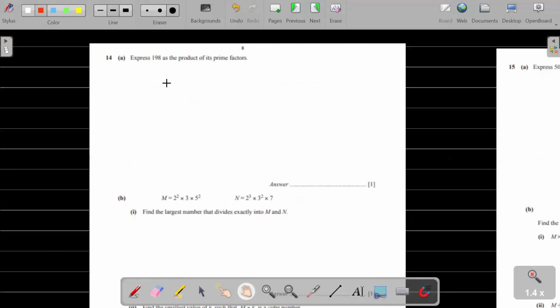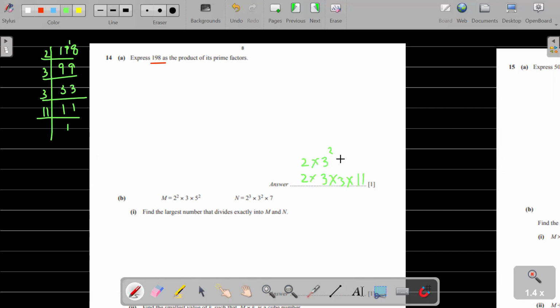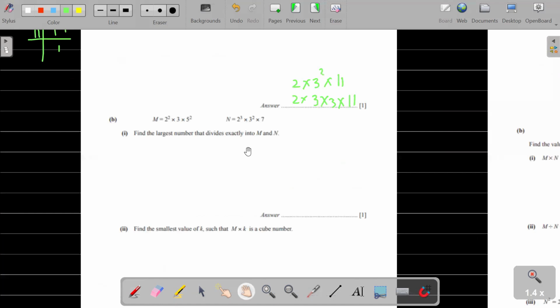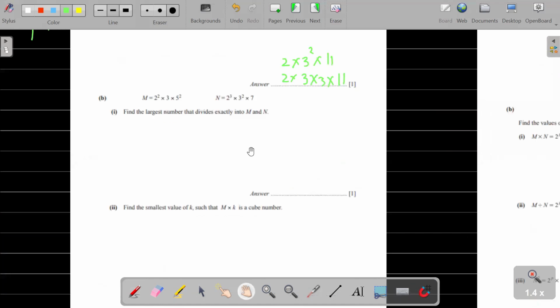Okay, the next question says to express 196 and 98 as a product of their prime factors. So let's do that. 198. 2 nines are 18, 3 threes are 9, 3 ones are 3, and 11 ones are 11. So my answer is 2 times 3 squared times 11. That is my answer.